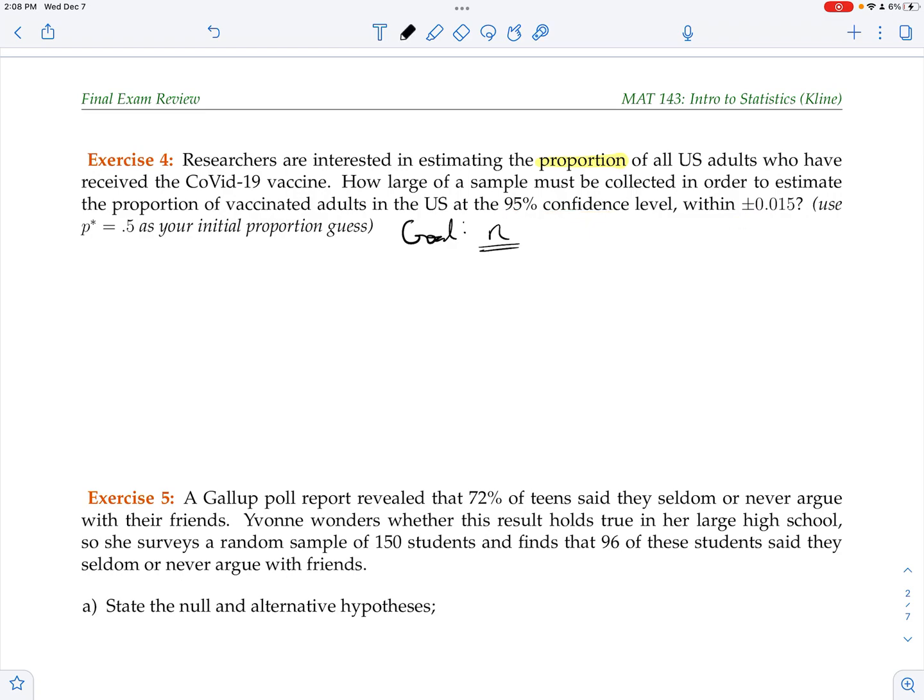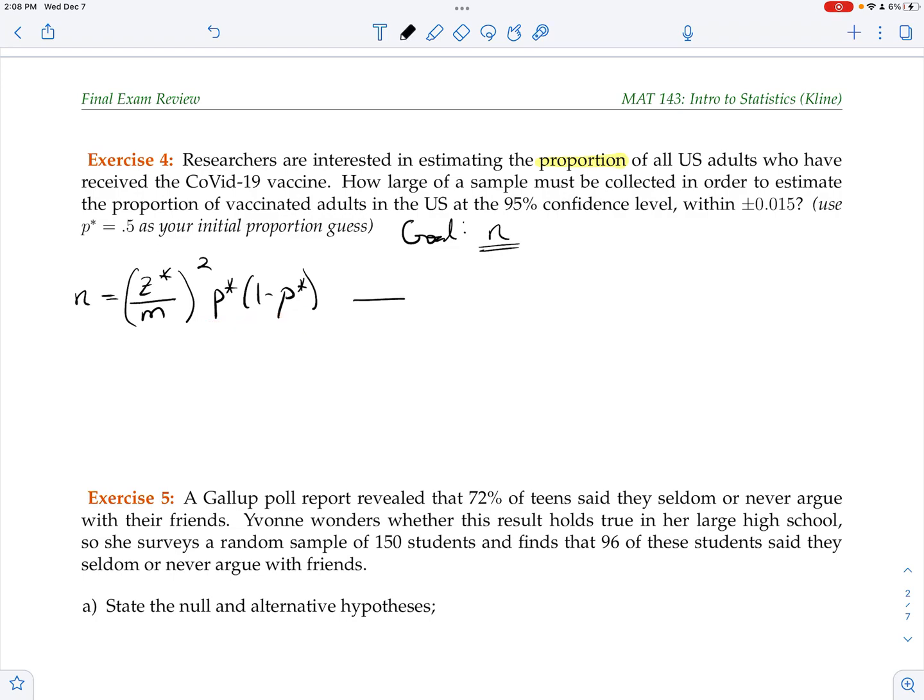This is just a formula from the notes, the formula for computing the sample size to get a desired margin of error for proportions. I'm going to write it down. Here's the formula: n is z star over m, squared, times p star times 1 minus p star. Remember, if you're working out a problem and you actually have a sample proportion, you would use that here. Otherwise, you just use 0.5 as your initial guess.